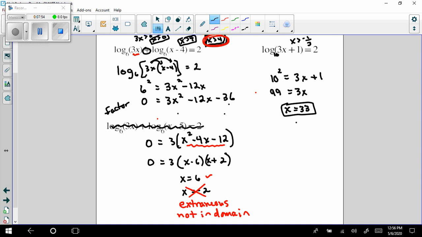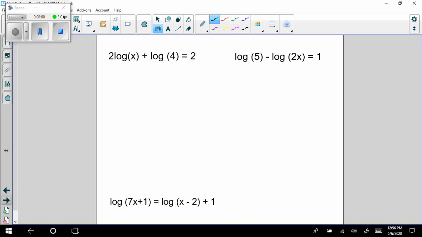Okay, so again, whenever you have a logarithm, you always check your domain restrictions first. All right, 3 more. Okay, so this one, x has to be greater than 0. This one is already a constant, so I don't have to worry about that one.